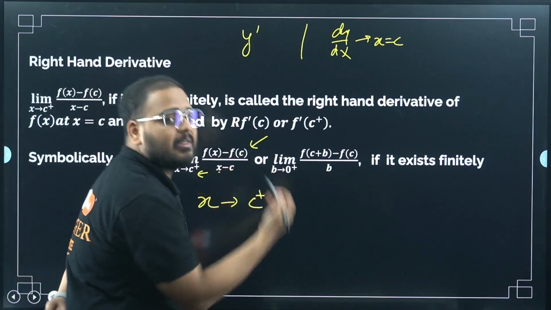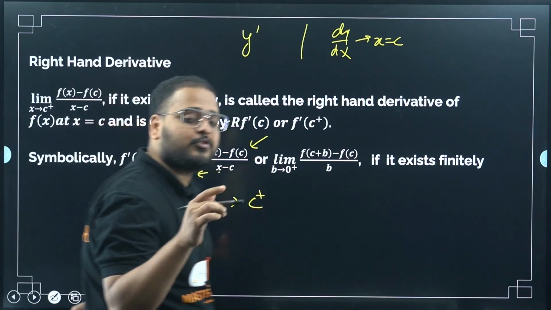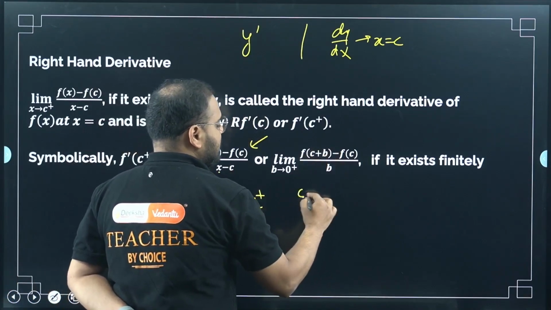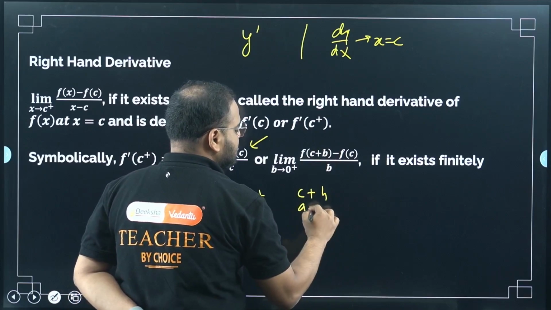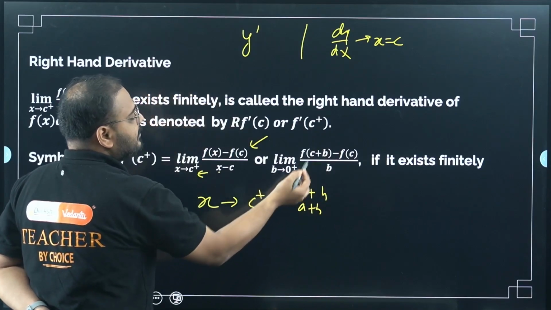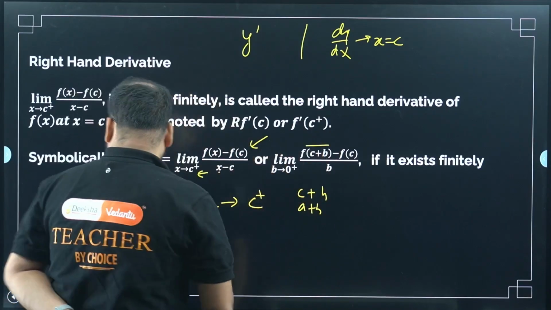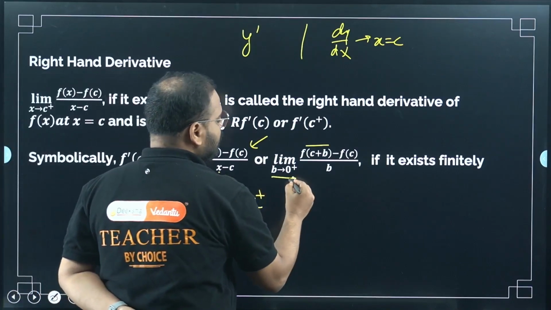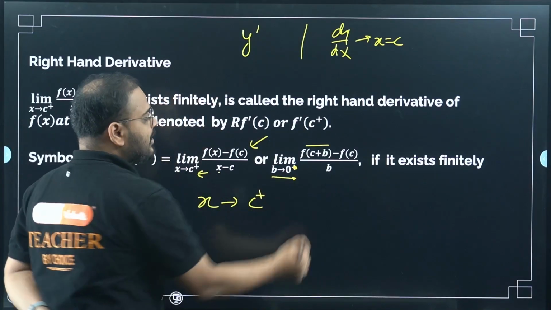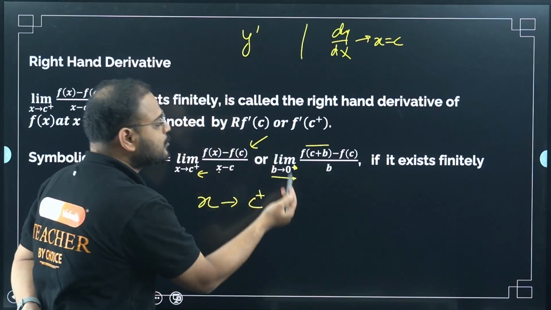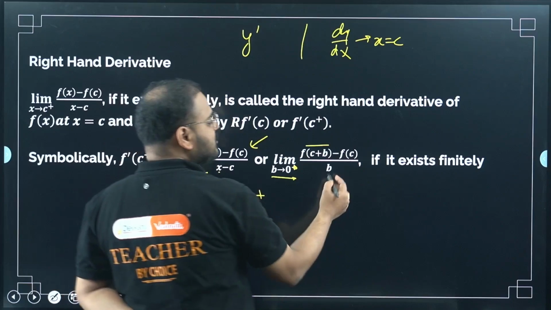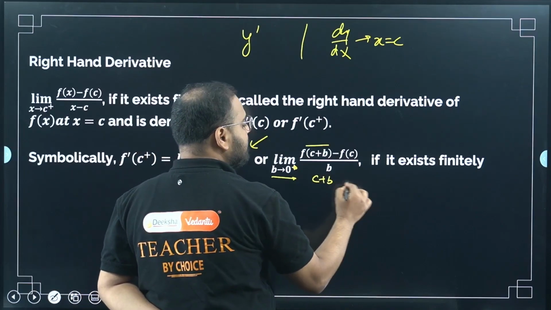This same thing can be rewritten as we used to do when we found the right hand limit. For the positive sign we used to do what? c plus h or a plus h. Same thing. At this point we have taken it as c plus b. So when b tends to 0, the limit transforms into f of c plus b minus f of c upon b. How are we getting this b? This is simply c plus b minus c.